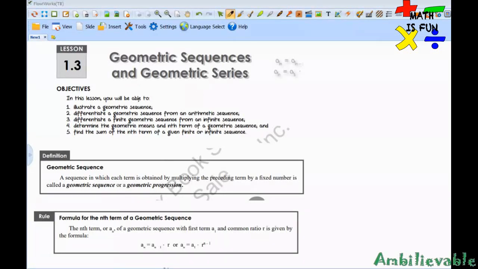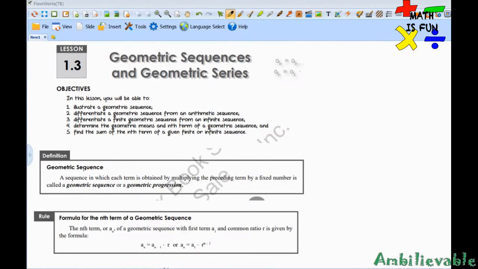Okay, so we have geometric sequence and geometric series. What is the difference between this and the arithmetic sequence that we had in our previous lesson? All right, so objectives. In this lesson, you will be able to illustrate a geometric sequence, differentiate a geometric sequence from an arithmetic sequence, differentiate a finite geometric sequence from an infinite sequence, determine the geometric means and nth term of a geometric sequence, and find the sum of the nth term of a given finite or infinite sequence.